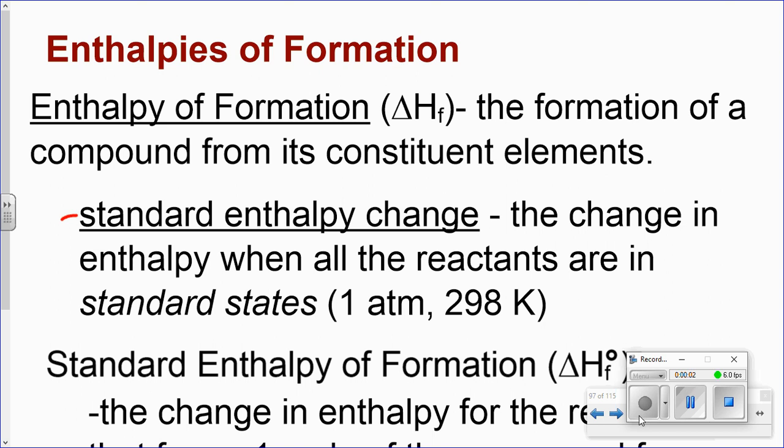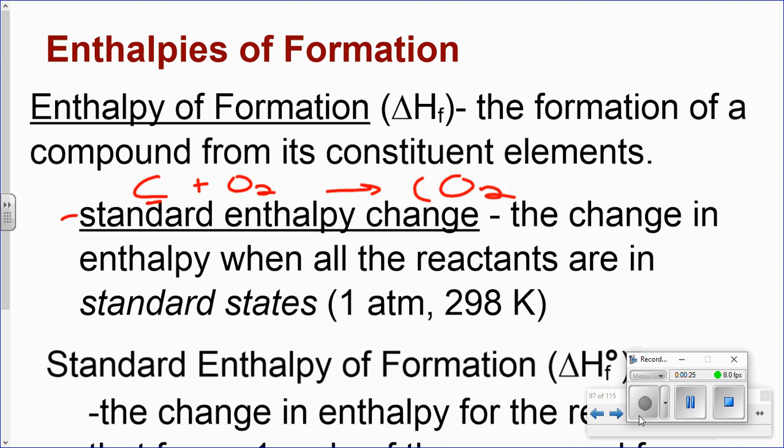Hello everyone. I want to talk about enthalpies of formation. Now enthalpy of formation, or delta H with the subscript f, is the formation of a compound from its constituent elements. So very simply, enthalpy of formation says if I'm going to make CO2, and there are more definitions that are applied to this, I need to bring that up from its actual parts.